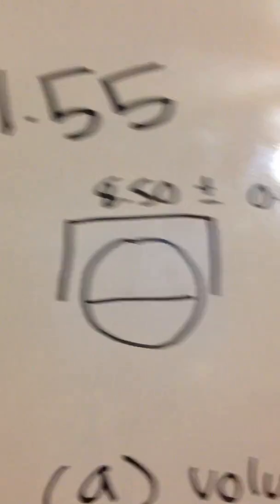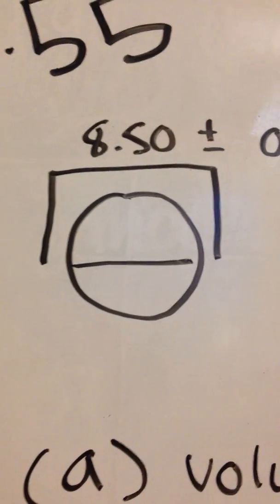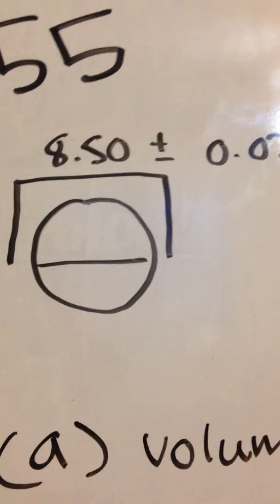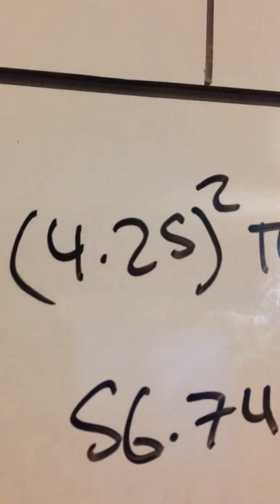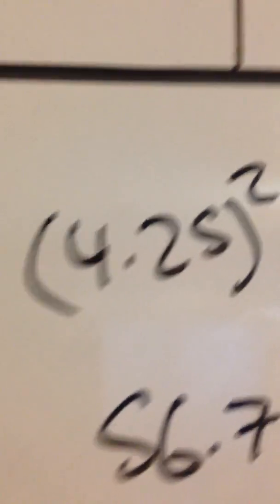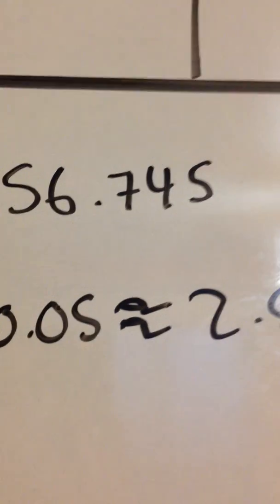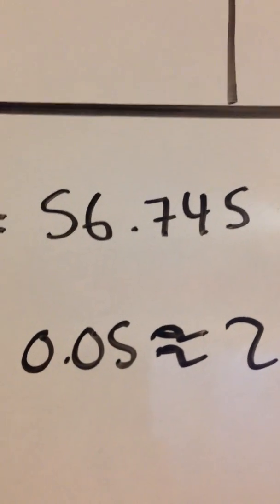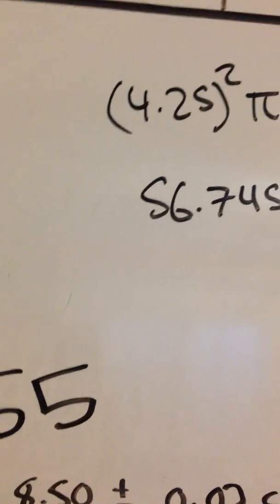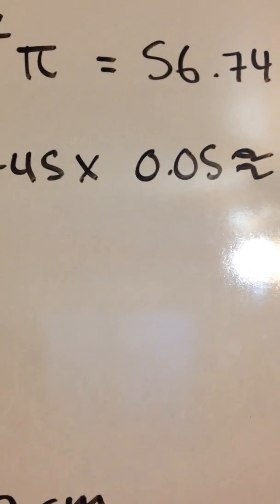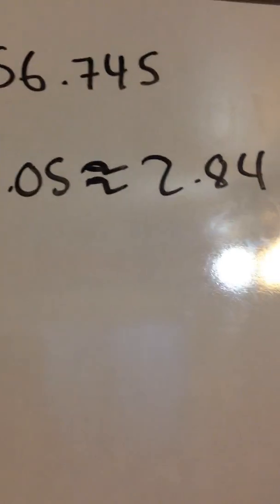So the volume, of course, we would take the area of this part of the cookie. So the area is pi r squared. And r would be half the diameter, 4.25 squared times pi, which is 56.745. Then once we get that, we need to multiply that by the width, which is 0.05. That will bring us 2.84 as our volume.